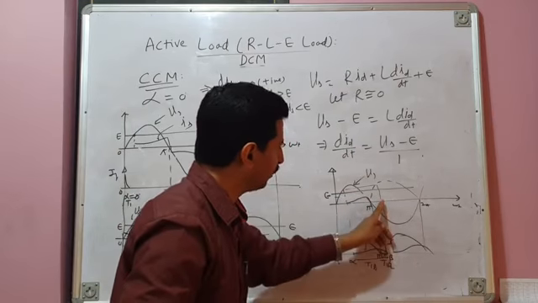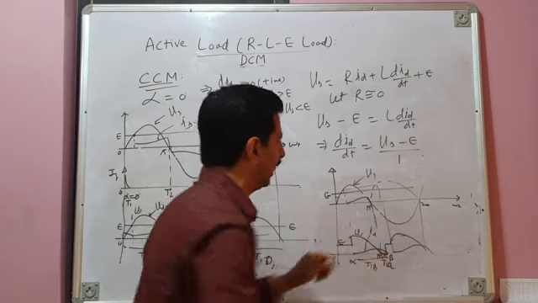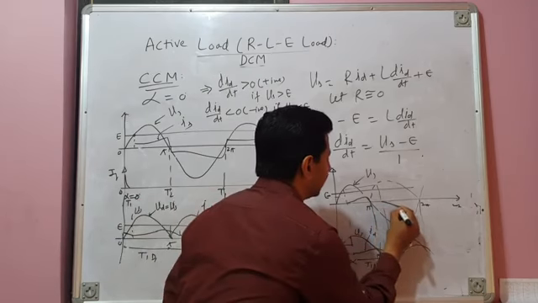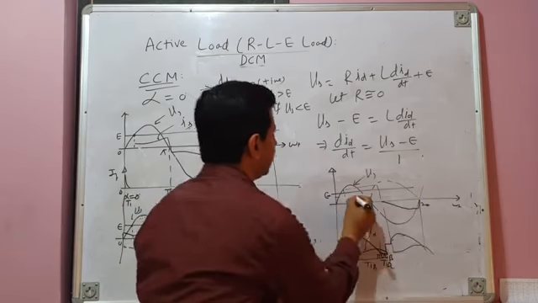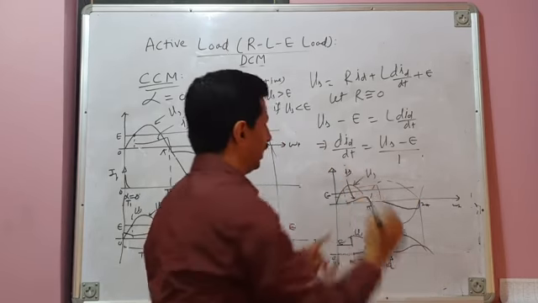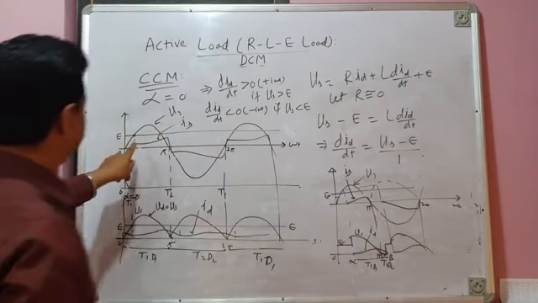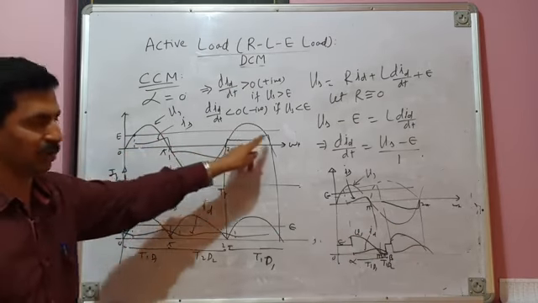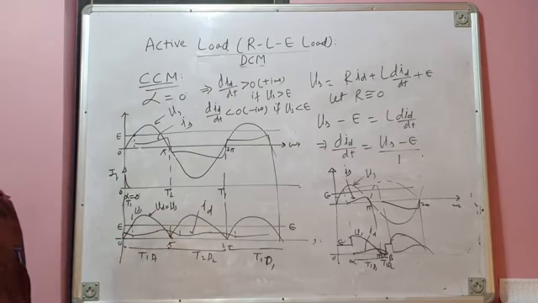After that, in the negative half cycle, your source current becomes equal to minus ID. This is minus ID. So this is your source current IS for discontinuous conduction mode of operation, and this is the source current for continuous conduction mode of operation for alpha equal to 0 degree.